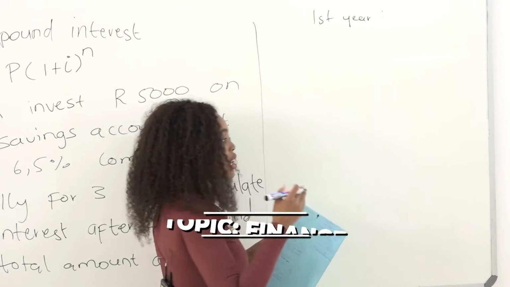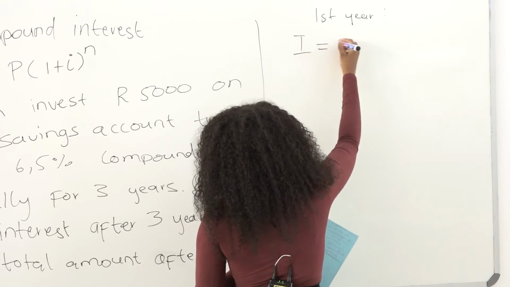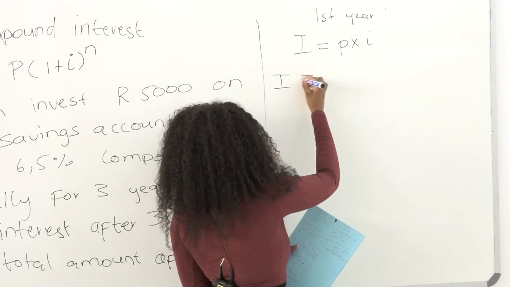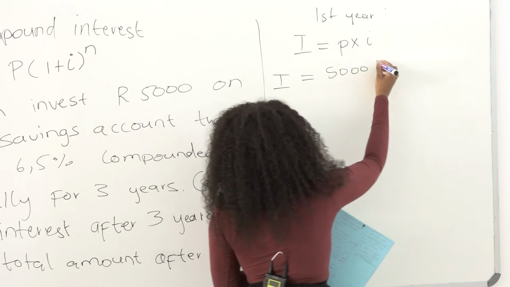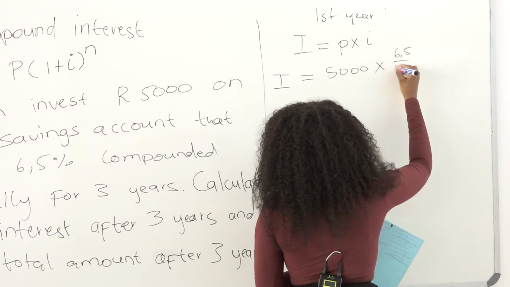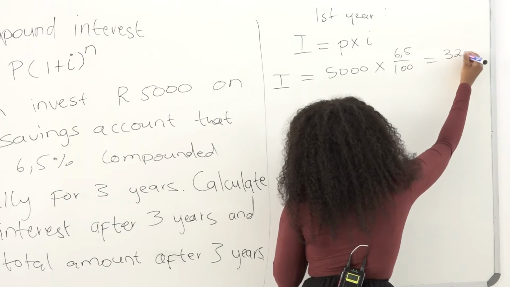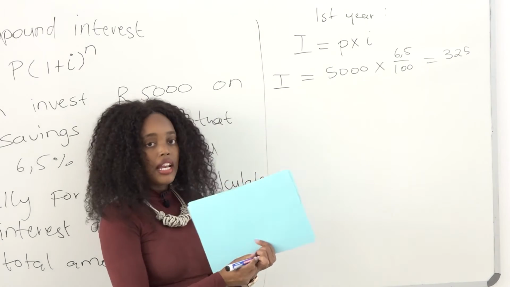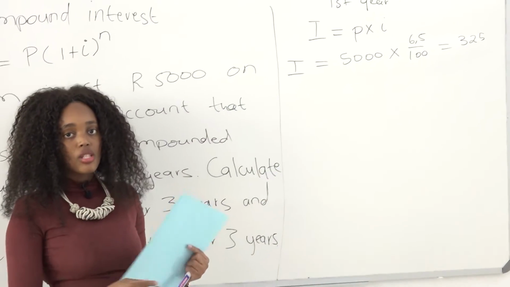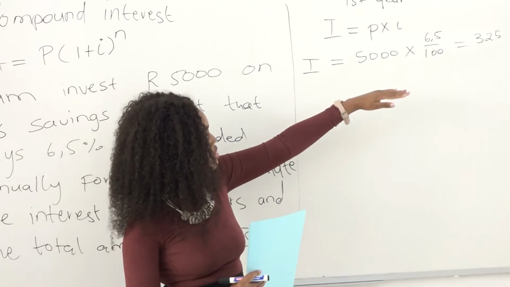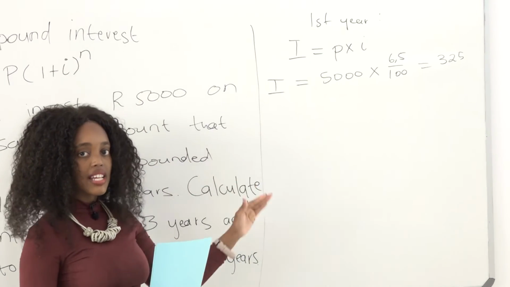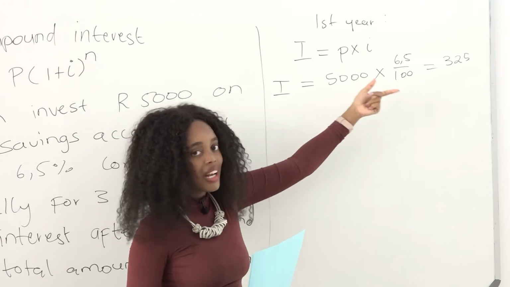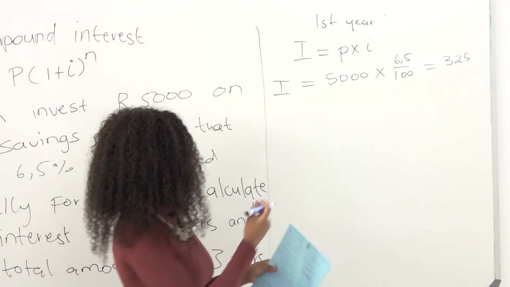We use the interest formula again to say I is equivalent to P times I. So our interest for the first year will be 5,000 times 6.5 over 100, which is equivalent to 325. Remember, we said now we gain interest on interest. What does this mean? The interest that you got in the first year will be carried forth to the second year, meaning we will not have 5,000 anymore. It will be 5,000 plus 325. So let us do it.